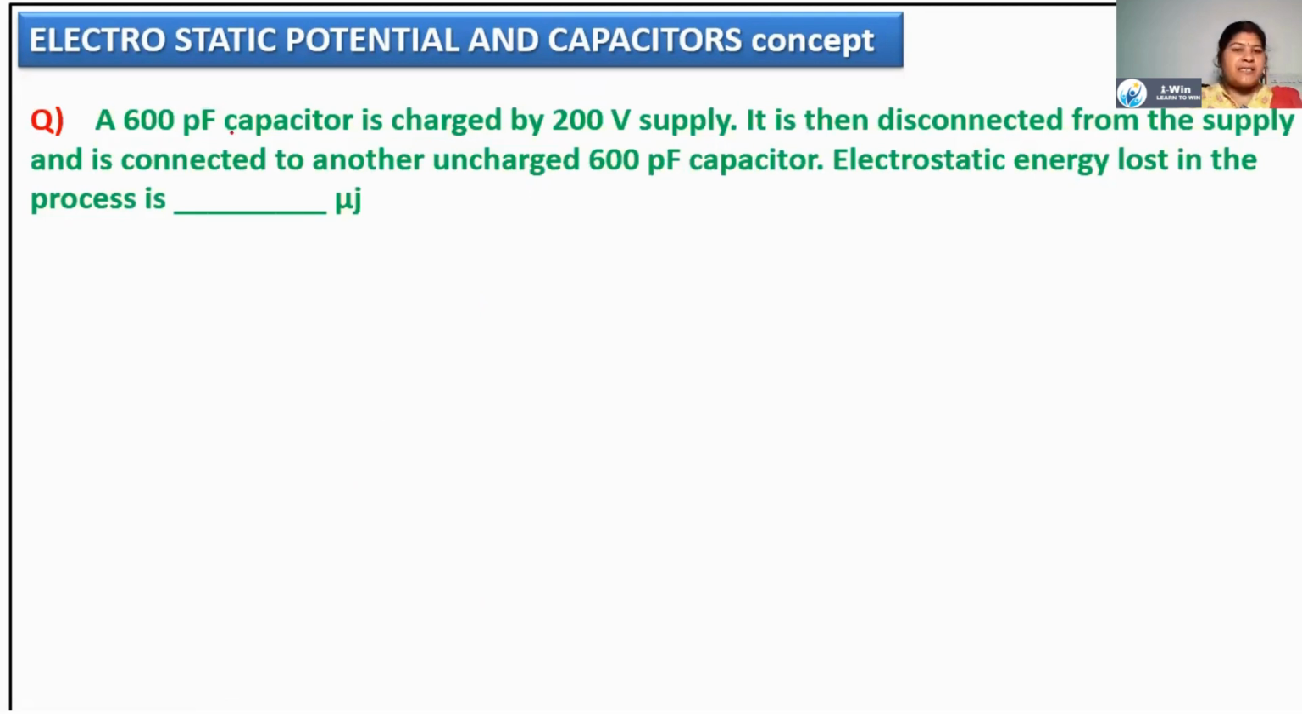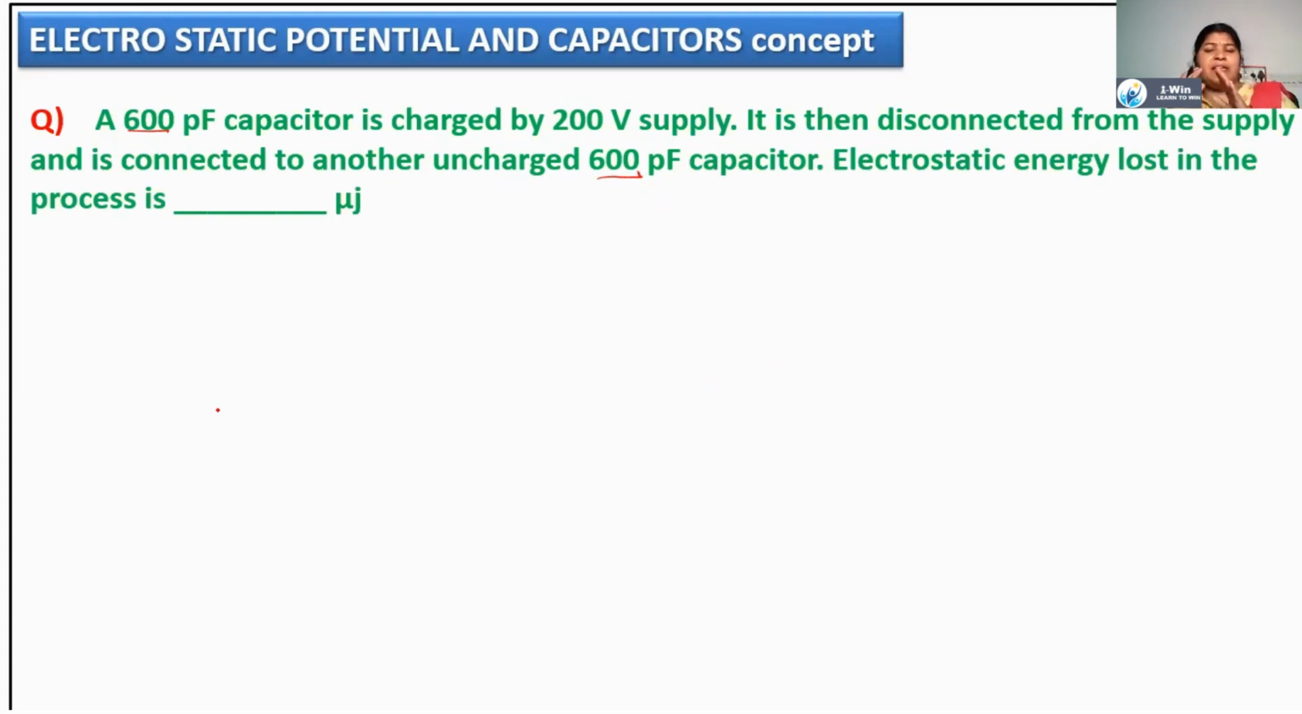The question is: a 600 picofarad capacitor is charged by a 200 volt supply. It is then disconnected from the supply and is connected to another uncharged 600 picofarad capacitor. Both are identical capacitors, but the first one is charged and the second one is uncharged. These two are connected directly. How much electrostatic energy is lost in the process? That is what we are going to calculate.